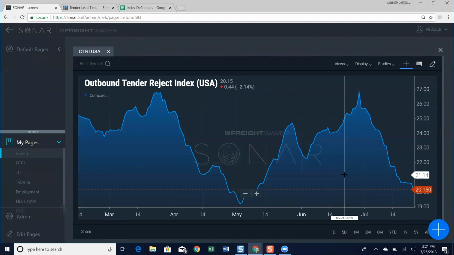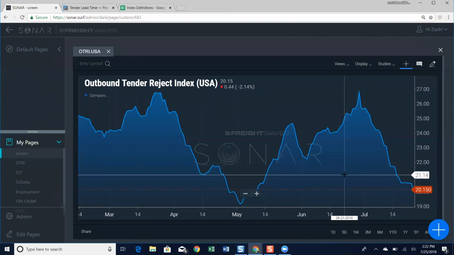So tender rejections are actually a very good indicator of what's about to happen in the spot market, because they're going to reject these loads prior to you seeing them show up in rates. I mean, they're going to show up. And also, I think it's not just an indication of the spot market, but also an indication of the volume as well, right? Yes.